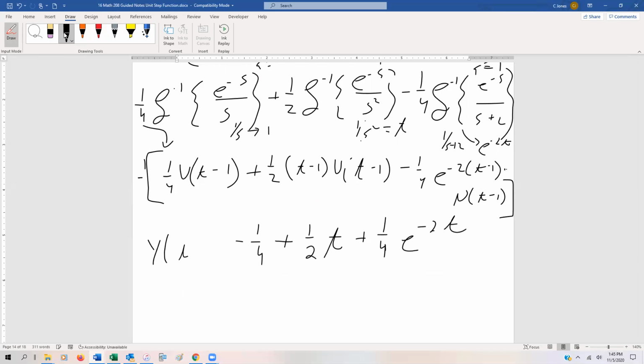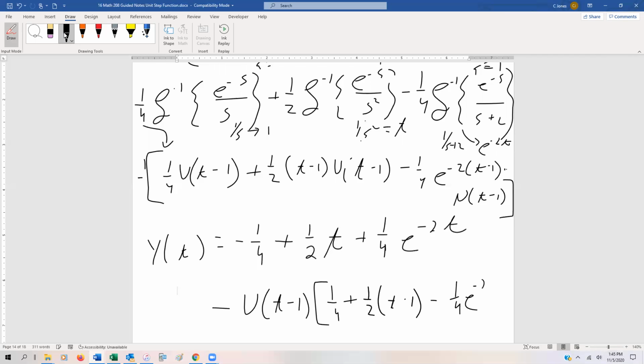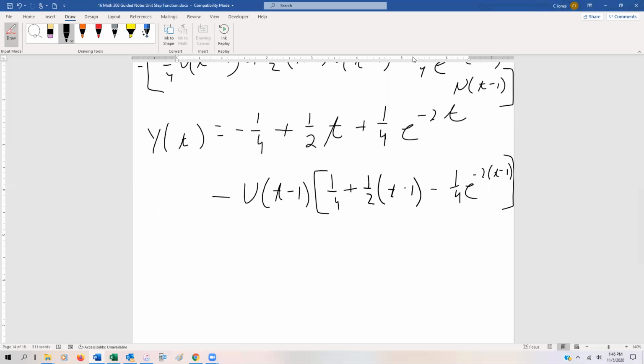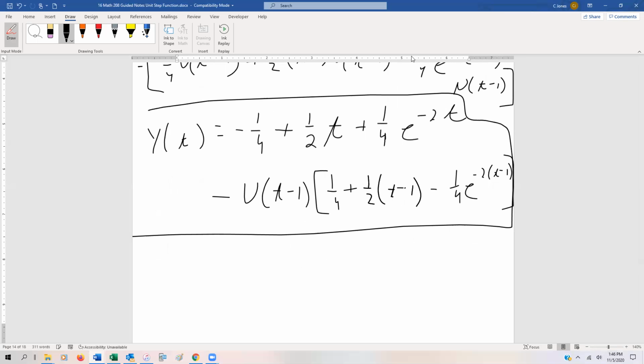So we're going to have that y at t is going to be equal to this, and then minus, now I'm going to factor out the unit of t minus 1, and that's going to leave us with 1/4 plus 1/2 t minus 1 minus 1/4 e to the minus 2 t minus 1. And of course, if we wanted to, we could do a little bit of doctoring in here where we just distribute the 1/2, combine the 1/4 and the negative 1/2. But this answer that we have is just as good as any other answer we can get.